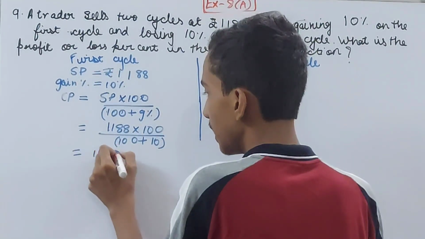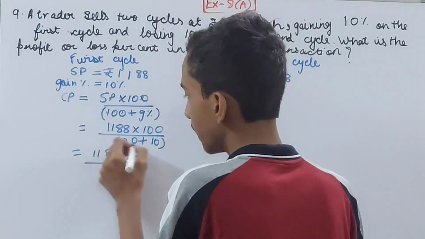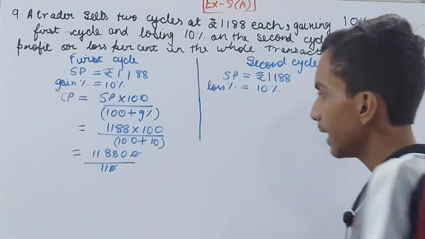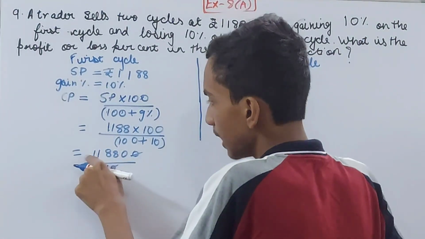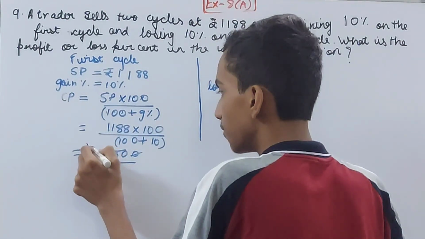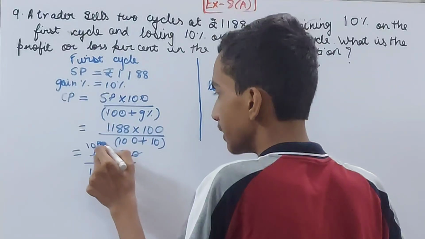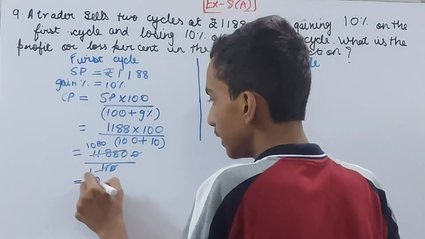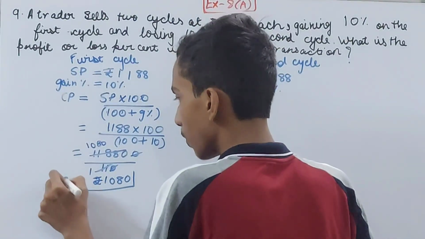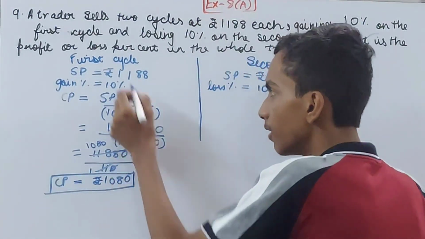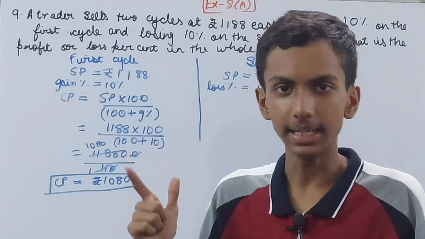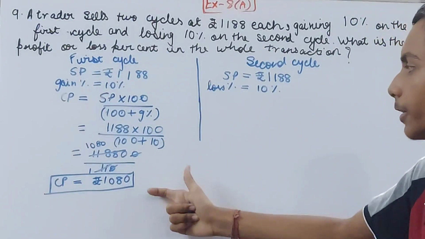So 118800 after multiplying, and 100 plus 10 is 110. This 0 will cancel, and 11 will cancel with 11,880, so it goes 1080 times. So you will have 1080 rupees as the cost price of the first cycle. That is clear. Using this formula we have got this out.